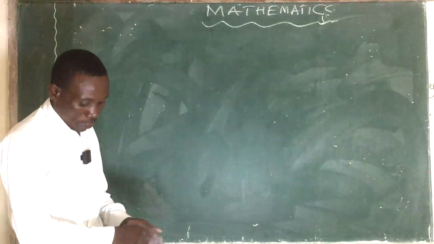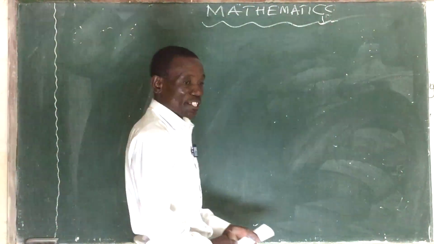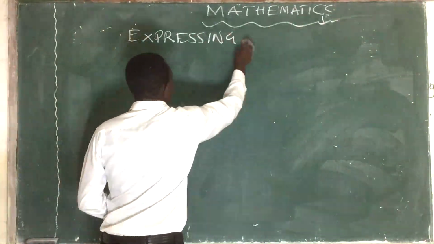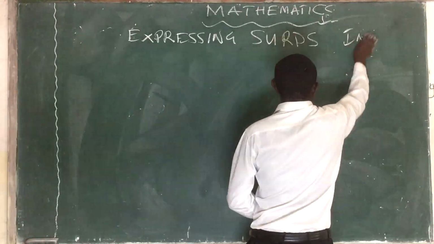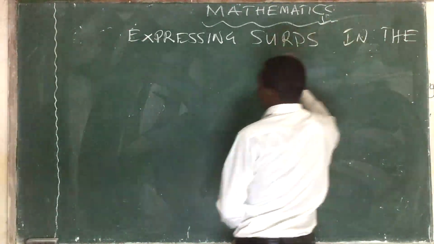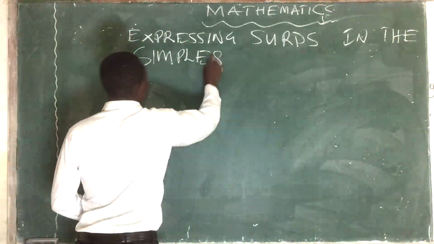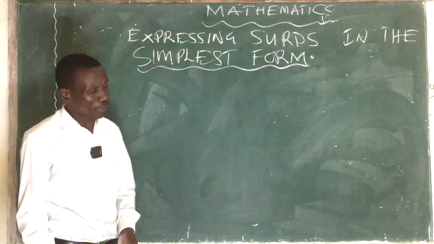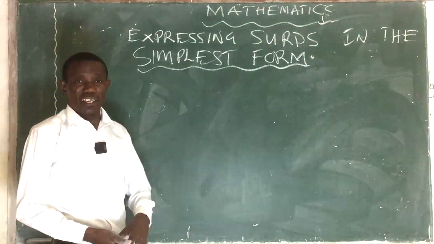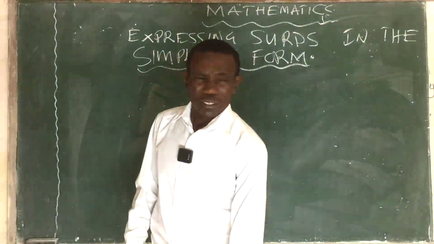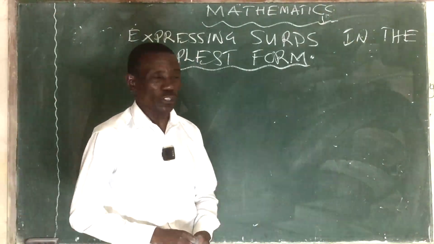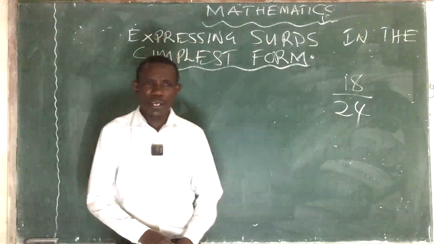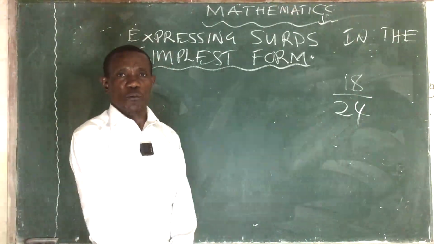The next thing we'll do is expressing surds in the simplest form, if we follow those objectives. Expressing surds in the simplest form. What we have here is more like what we have already been doing with the numbers we have had. Say maybe you are given a fraction, for example 18 over 24. You've been asked most of the time to express that one in the simplest form.